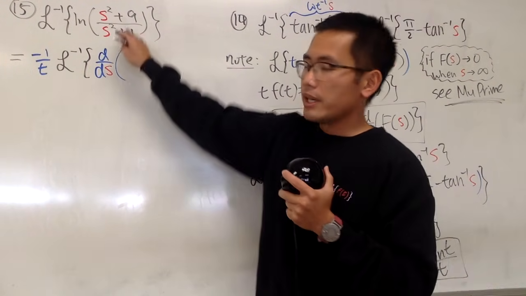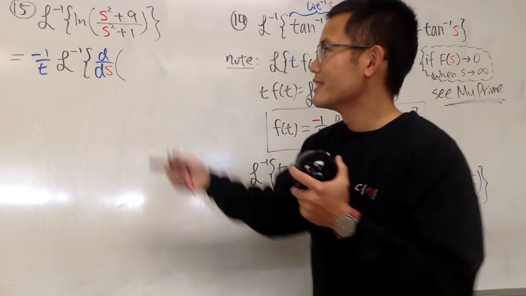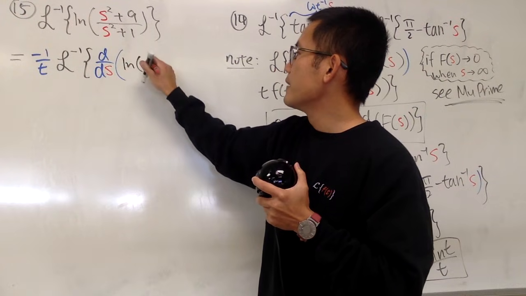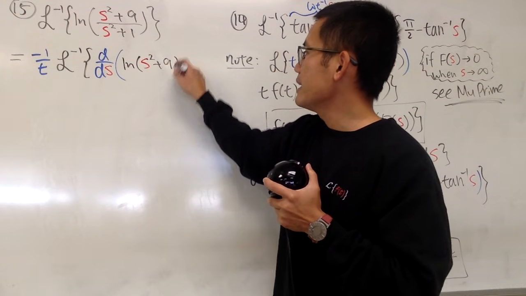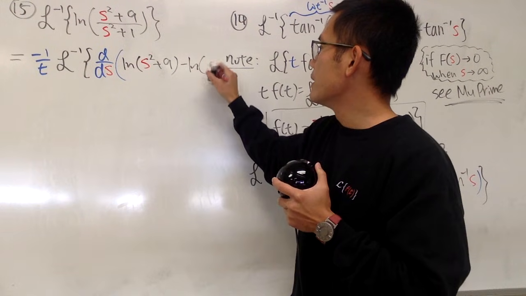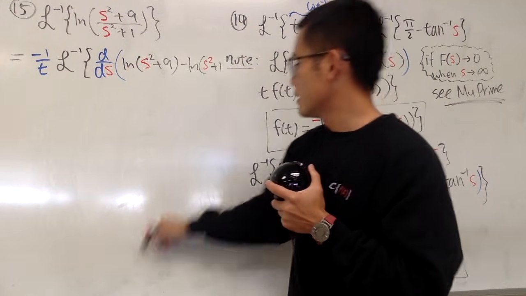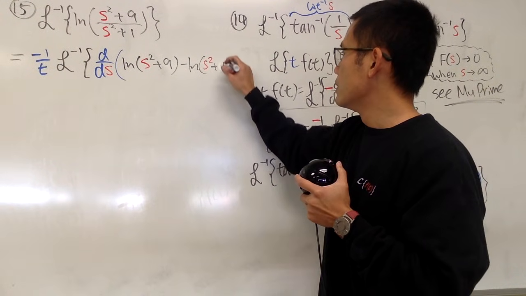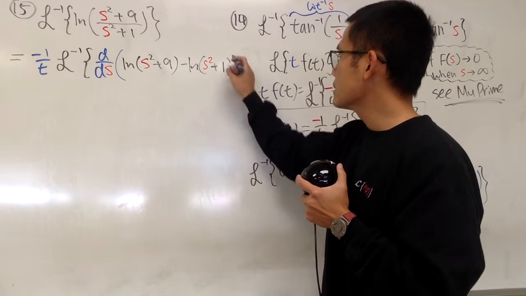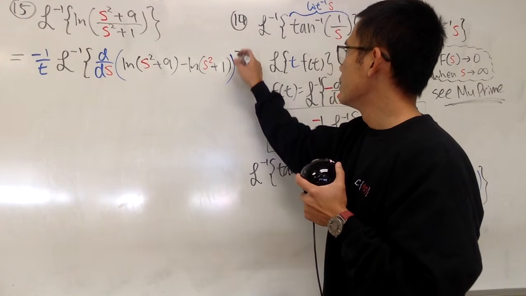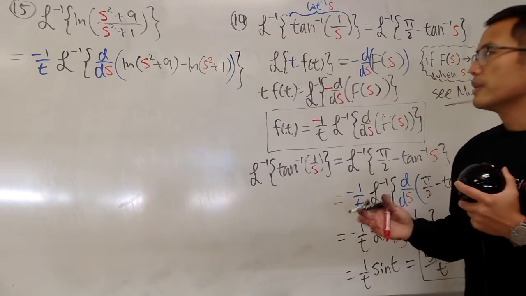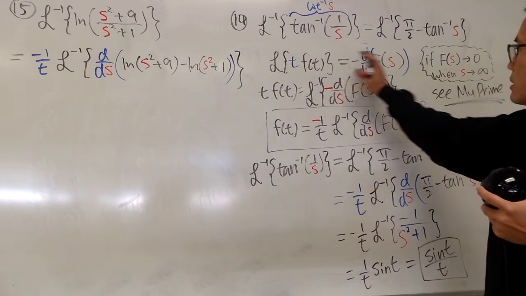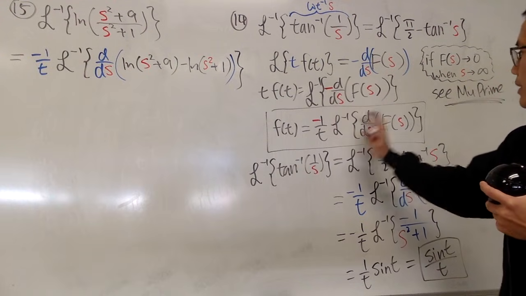Multiply by negative 1 over t, and then here we have the inverse Laplace, and then the inside we are going to differentiate with respect to s. Now we are about to take the derivative. My suggestion is use the natural log property. So I will write this down as ln of s squared plus 9, and then minus ln of s squared plus 1. So again, we're using this property right here.